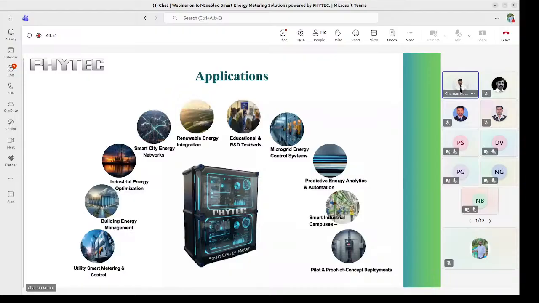So this is the specification of the DCU, that is the RB-IMX6UL. I think I already explained this. So this is basically the block diagram of our DCU.